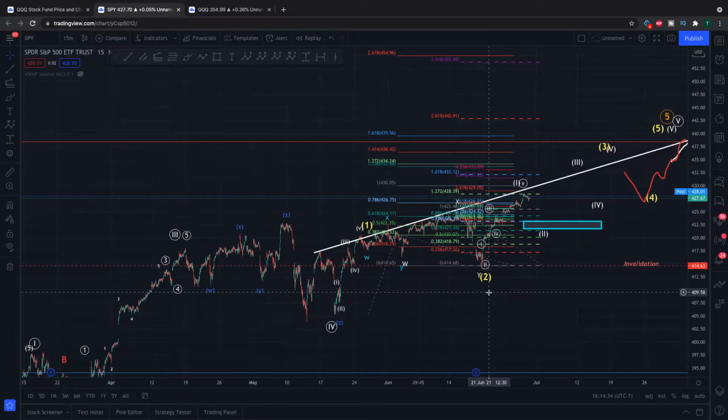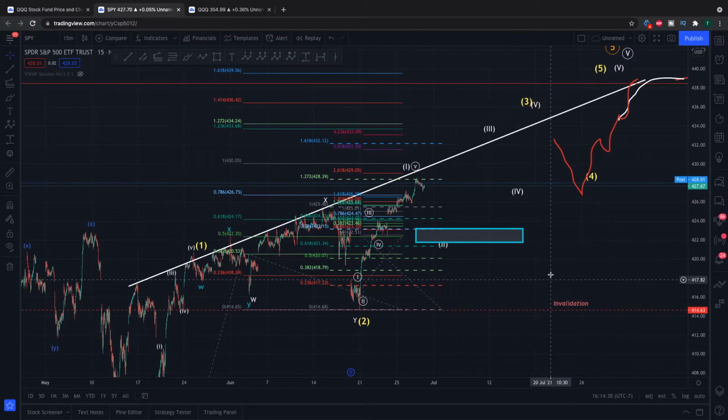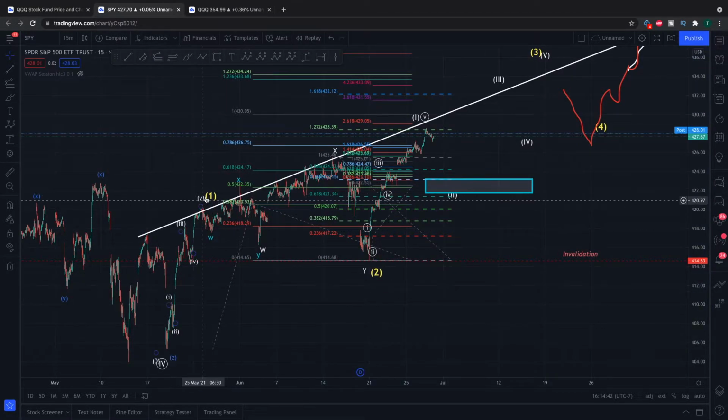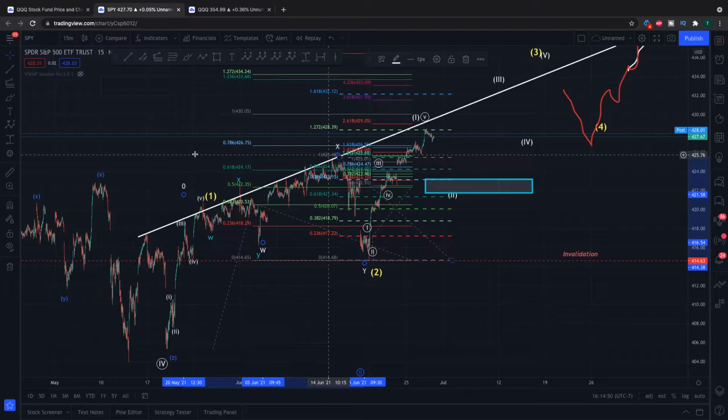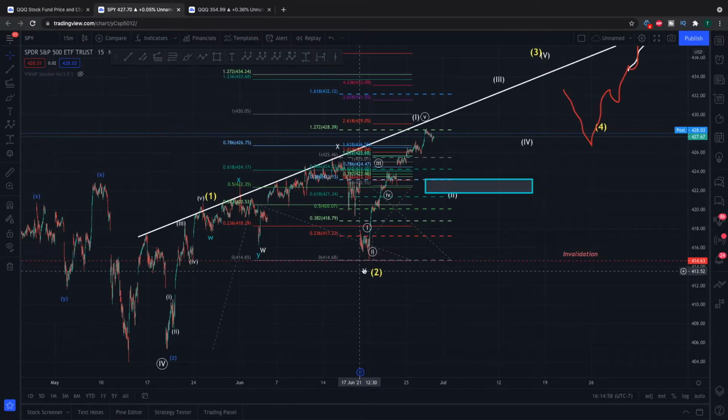Now here's where the alternate counts start coming up. The first alternate count is that the wave 2 ends here. This would form a WXY structure where the W forms another WXY, so a WXY forming a W, and then we come up for this failed impulse wave, as you can see here. And then we come down for another correction, an ABC, and that forms your Y wave.